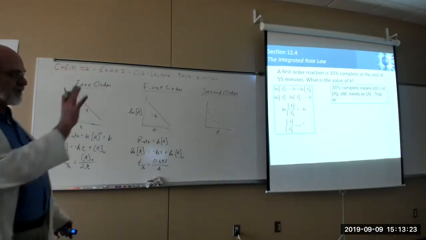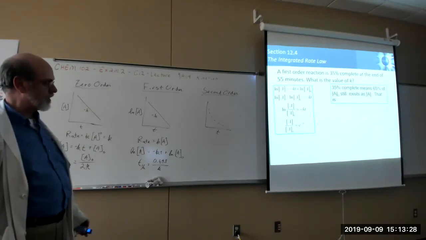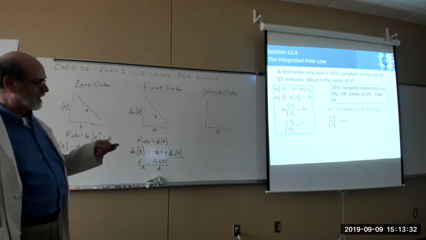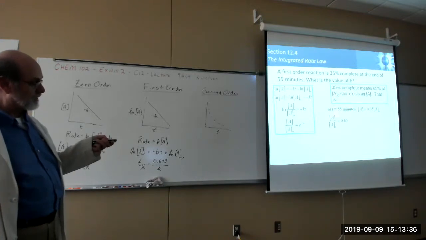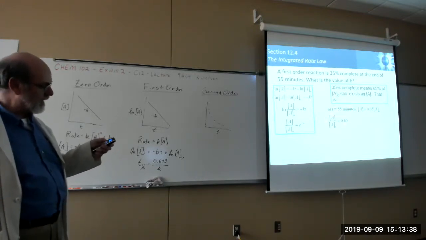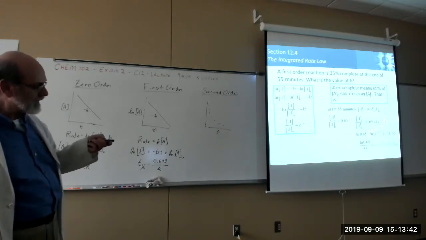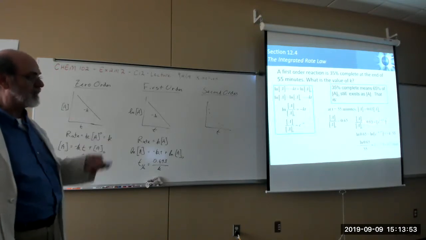Okay, 65% still exists. So that means this ratio is 0.65. And that occurs at 55 minutes. So that ratio is 0.65. So what is it equal to? Well, it's equal to e to the minus k times t, and t is 55 right there. So minus k times 55 is the power of e, equals 0.65.